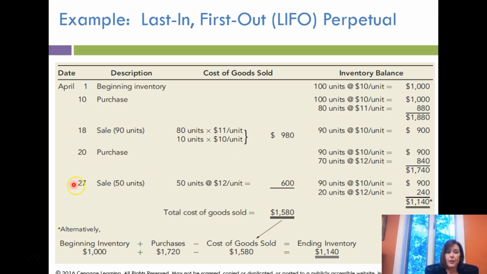Now we're at the 27th and we're going to make our next sale, and we're going to go to the most recent transaction. So we've got 50 units. Our most recent transaction was 70 units. So we can sell that entire 50 unit sale out of those 70 units, and we still have 20 more units, and we don't even have to touch the remaining 90 units that were in our beginning inventory. So that's what we do here.